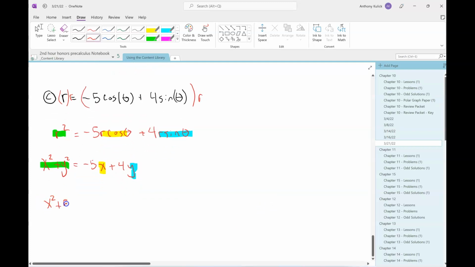So I'm going to add the 5x over. I have to complete the square there for the x's. And I'll subtract the 4y over, and oh no, I have to complete the square again for the y's. Oh no! It's not that big of a deal, guys. Why are you freaking out?